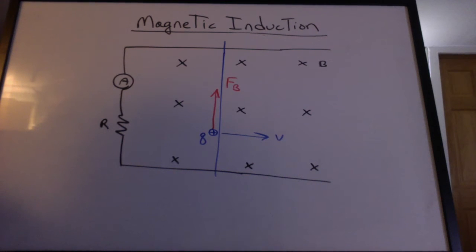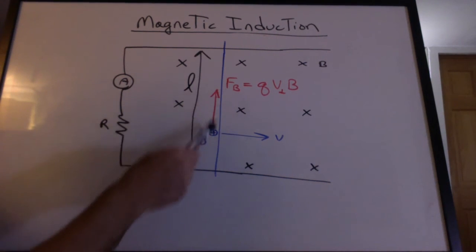Let's go back to our original diagram. Again, the positive particle is in the wire. It's moving to the right, and the magnetic field is going into the board. So we have a magnetic force going up. Now, we can apply a formula to this. The velocity is perpendicular to the magnetic field, so we don't have to worry about taking any components. We can just say F magnetic is equal to QVB.